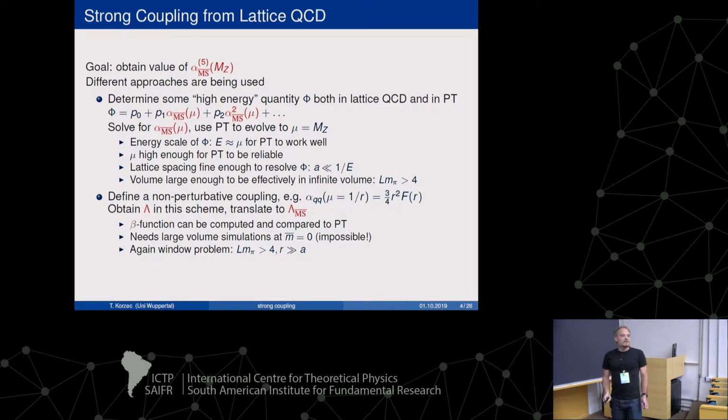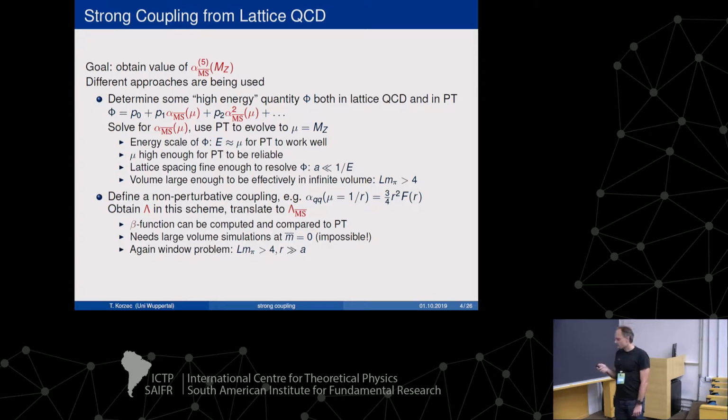But at the same time, you have finite lattice spacings. So you want the lattice spacing a to be much smaller than 1 over E. And since this perturbation theory is probably done in infinite volume, you want to also have a large volume, which means that L is large. And then L over a is very large, which is challenging.